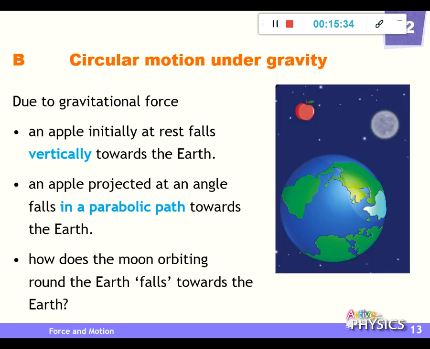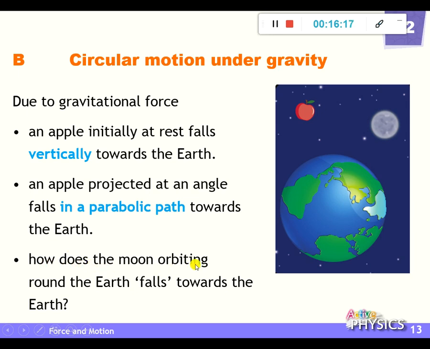Okay, part B, circular motion under gravity. Part A introduced the formula of universal gravitational force. And in part B, we will focus on the application, especially for the movement of the planet. And look at this. Due to gravitational force, an apple initially at rest falls vertically towards the Earth. Okay, you should know that this is free falling. An apple projected at an angle falls in a parabolic path towards the Earth. This one is the projectile motion.